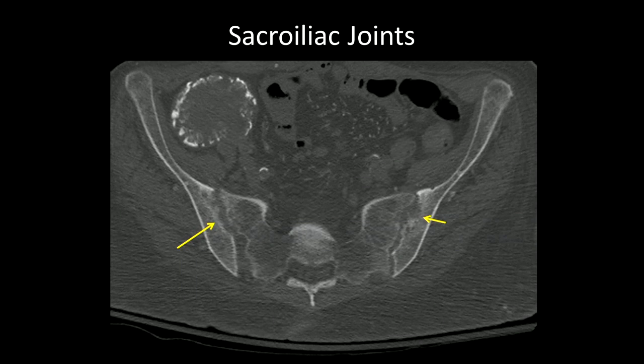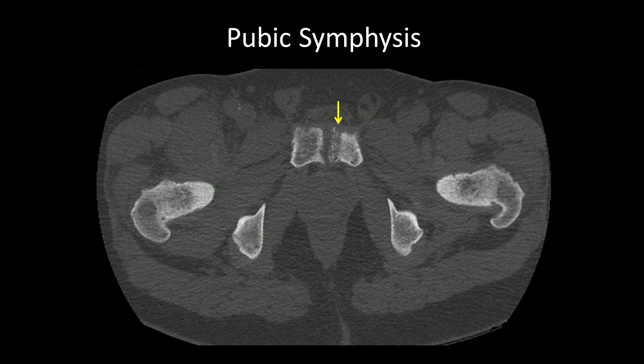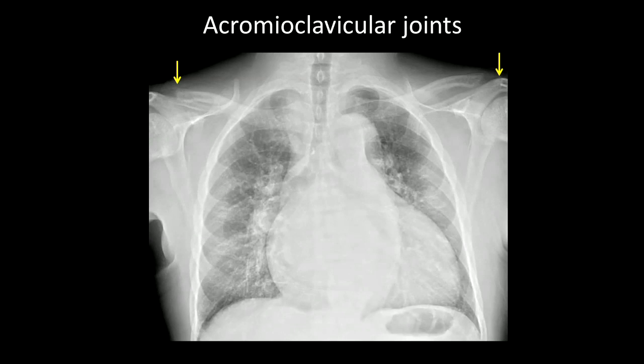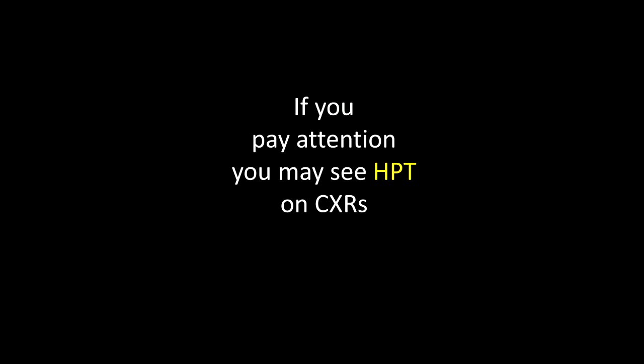CT scan in the same individual nicely shows erosions of sacroiliac joints bilaterally, explaining why they would look widened on an X-ray. CT through the pubic symphysis shows erosions around the symphysis where you lose the normal cortical definition of the joint and it looks more irregular. And finally, on a chest X-ray where the patient has chronic renal insufficiency and cardiomegaly, if you look carefully, you will notice that there are erosions of both AC joints, again here due to secondary hyperparathyroidism.